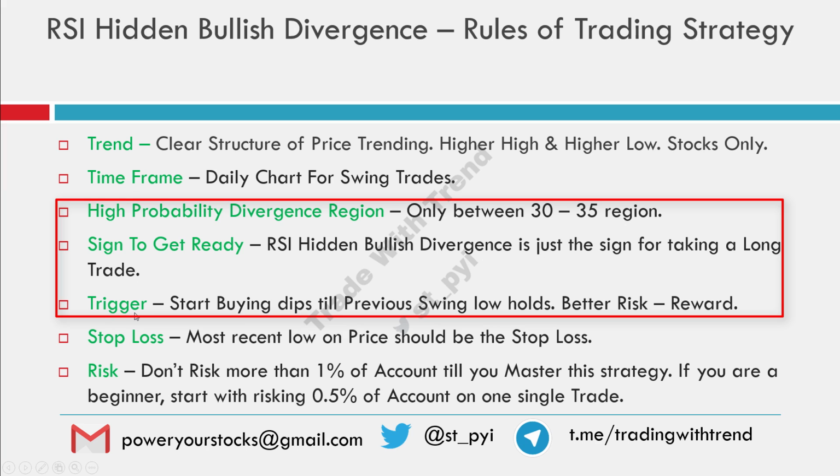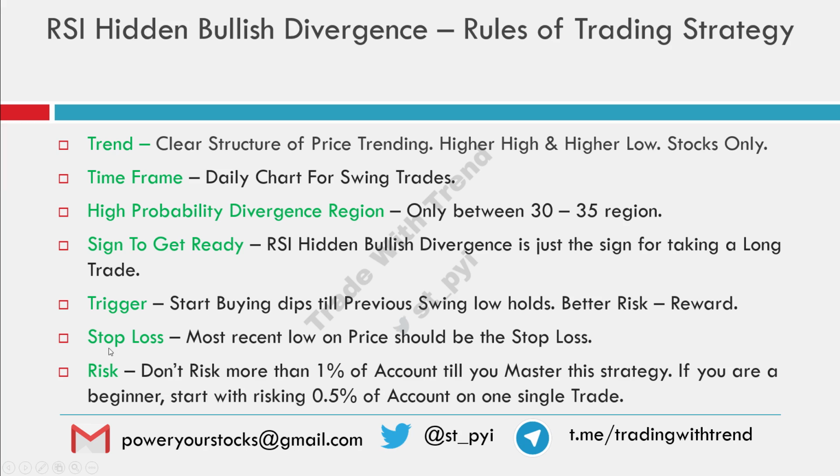The fifth rule is that of trigger, and in the standard RSI bullish divergence, what we saw is that we used to go down to the 60-minute time frame to take a trade. But in this particular hidden bullish divergence strategy, we won't be doing that. We will be sticking to the daily time frame only. So the trigger part, I'll just explain it in the next slide.